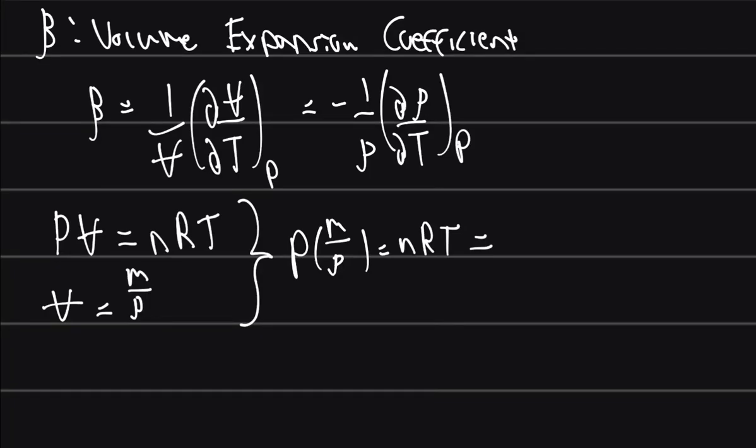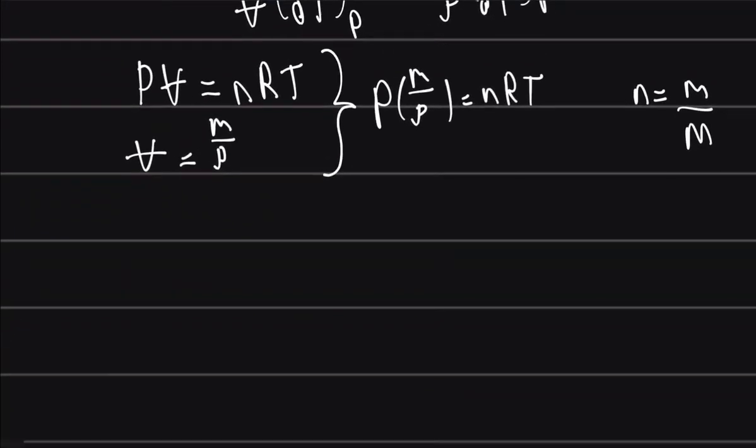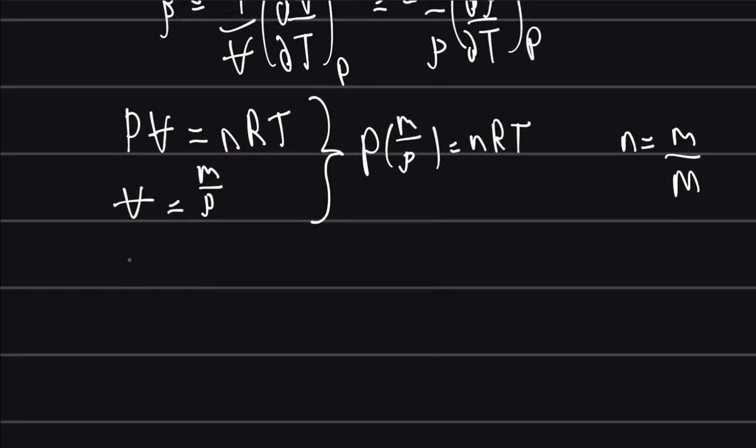So what I'm going to do is say that n is actually the mass over the molar mass, so m over big M. And again, we're going to do a substitution. So we still have this m over rho, but now we're going to substitute m over big M, then RT.